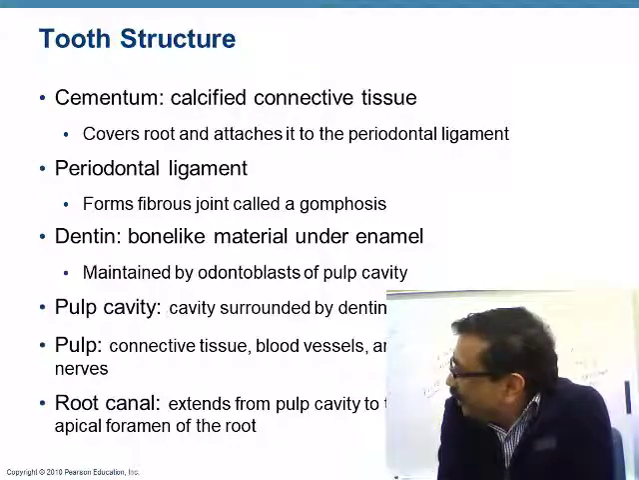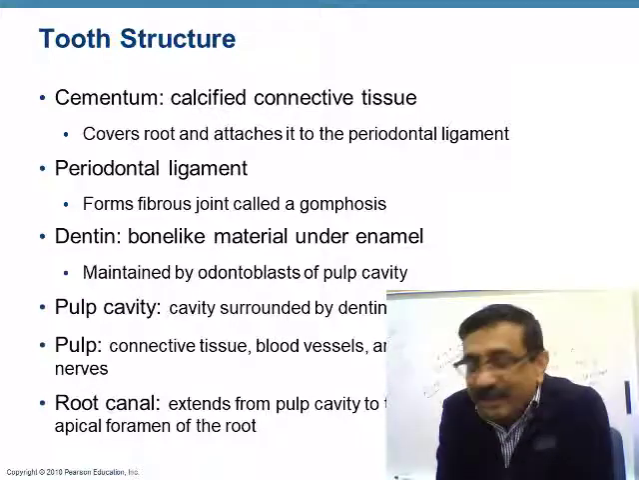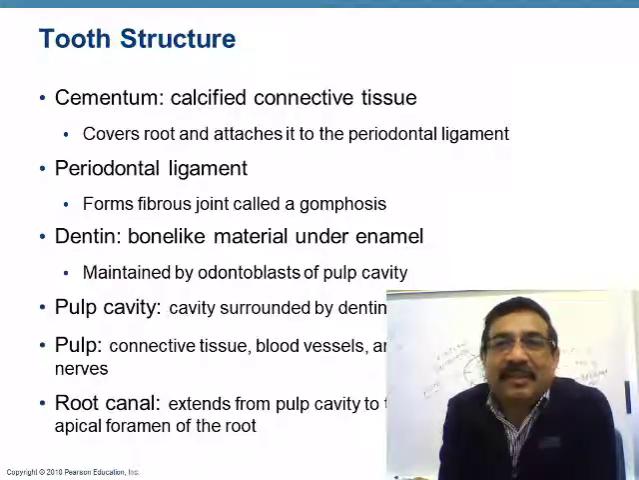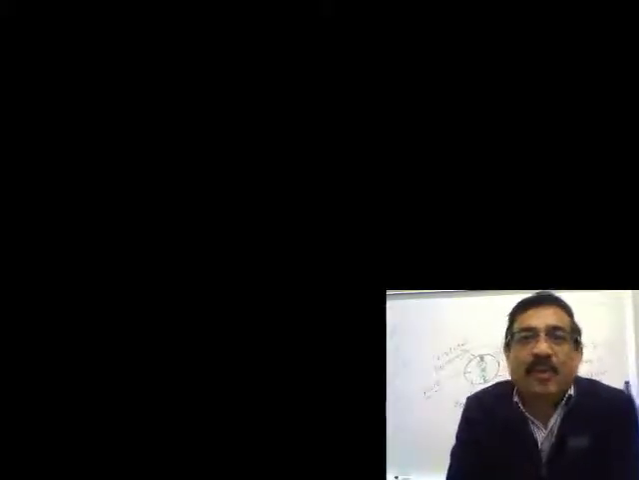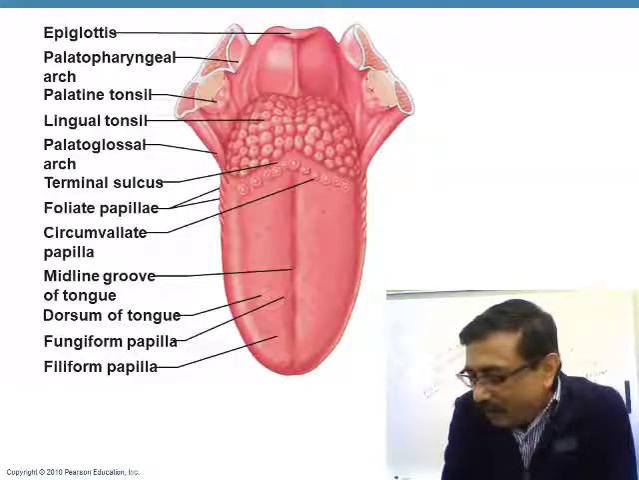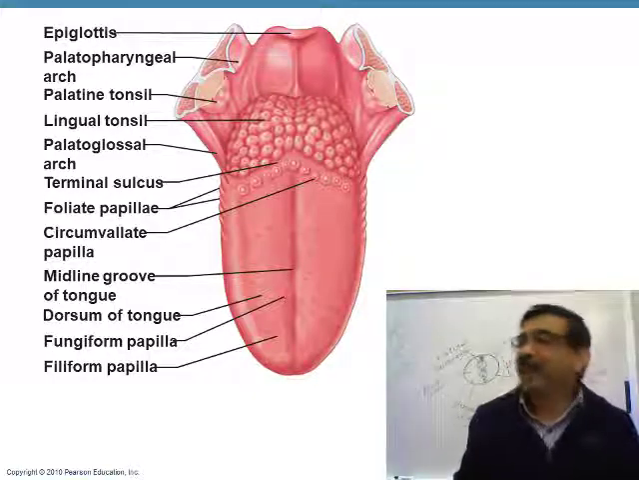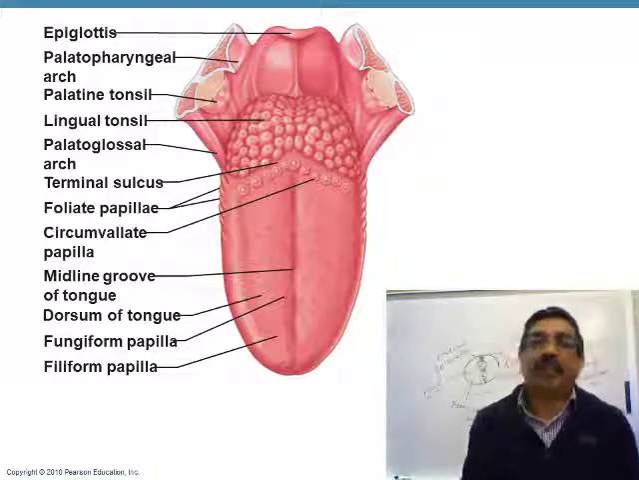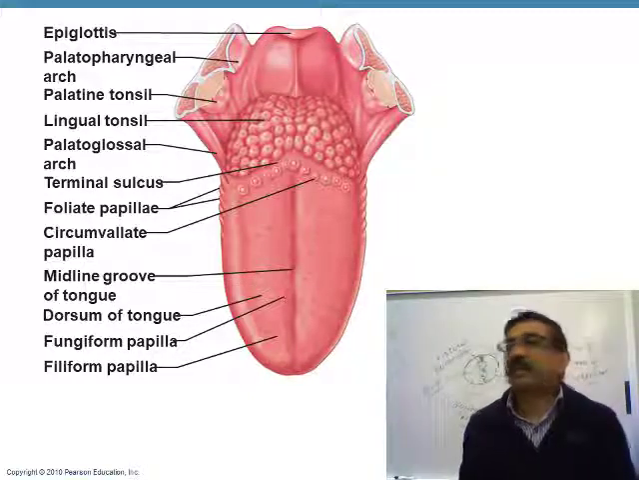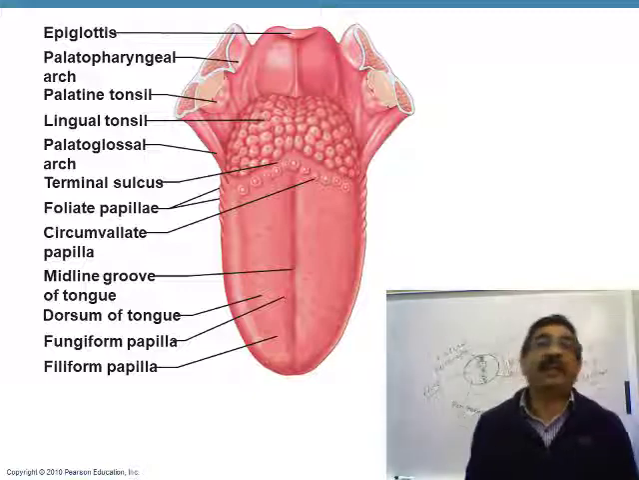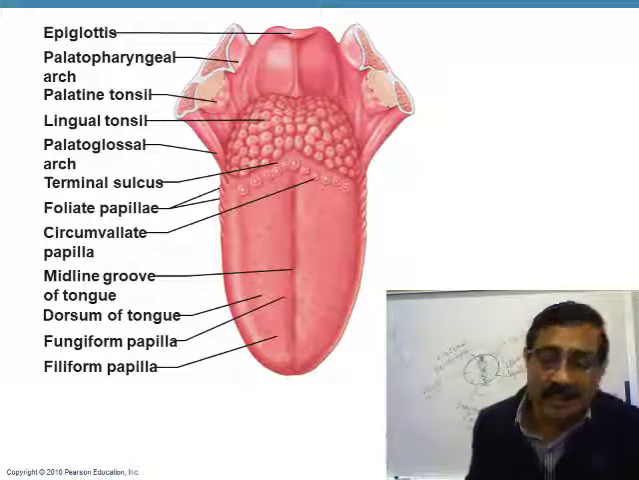Okay, now on the surface of the tongue, you will see many tiny dot-like structures. Those are called papilla. So on the surface of the tongue, you have papilla everywhere. Inside the papilla, you have the taste buds, and inside the taste buds, you have the taste receptors.